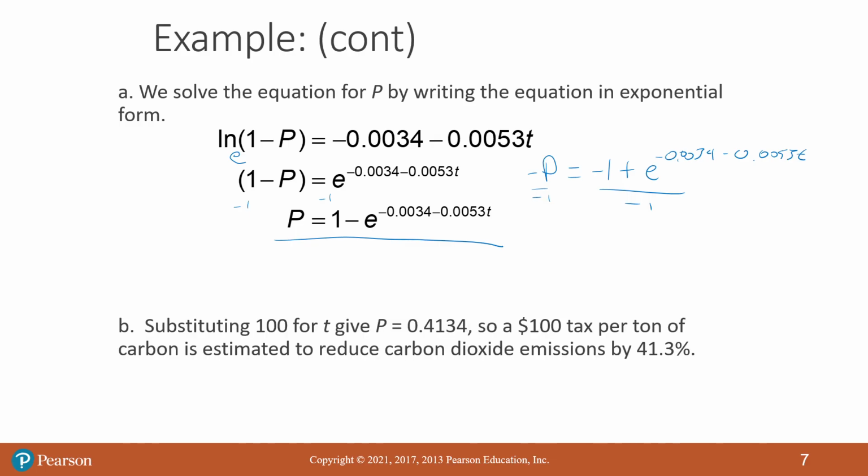In solving that equation, if I want to figure out part b, all I have to do is substitute 100 in for the t in this equation we just solved for. So let's look at what that would look like. If I put 100 in for t here, I can type that equation into my calculator, and it should reduce down to 0.4134, which if we convert it to a percent is approximately 41.3% if we round to one decimal place.